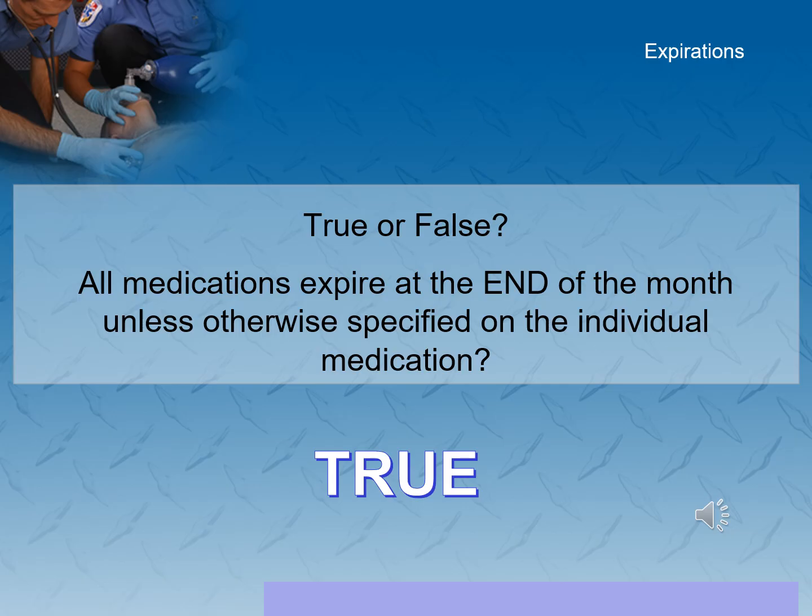True. So again, if the medication just says it expires in September of 28, it's September 31st, 2028, not September 1st. On the flip side, if you have a medication that clearly says it expires on February 9th, 2028, it expires on February 9th, 2028.